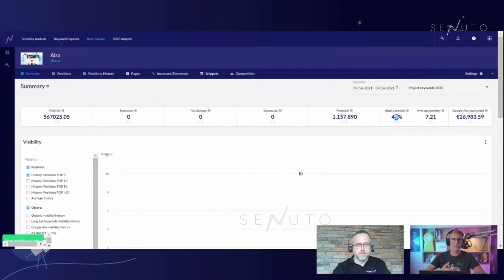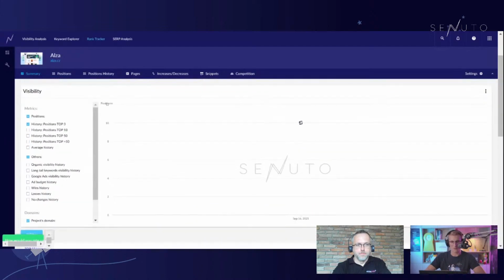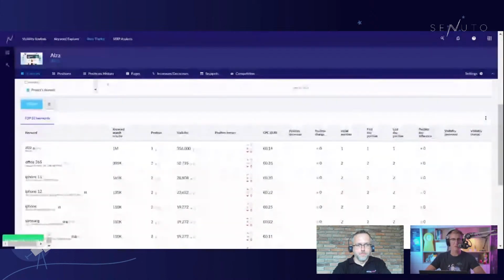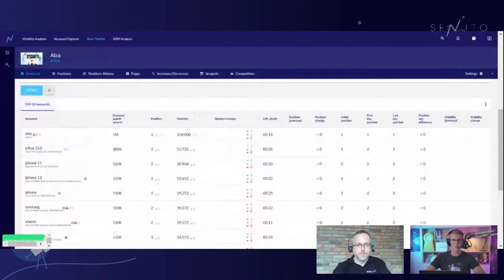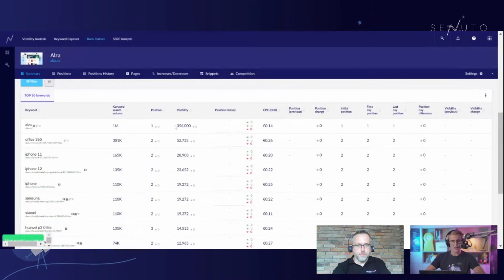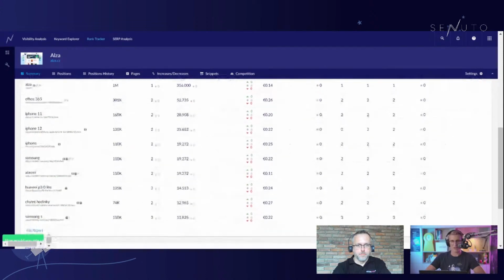It's not meaning the data, but meaning the Xray. It's also regarding the monitoring. Here you can see the top 10 keywords that I set in the project for monitoring. These keywords were presented to me by Senuto, by our tool. But you see what kind of visibility they have, what kind of position they have, and what potential CPC we need to spend regarding this tool.